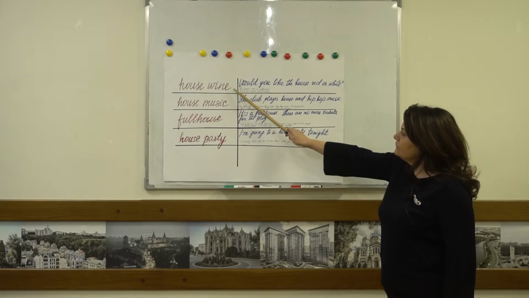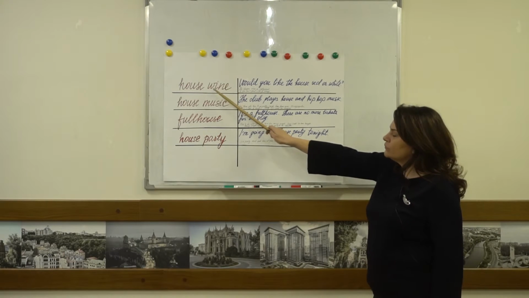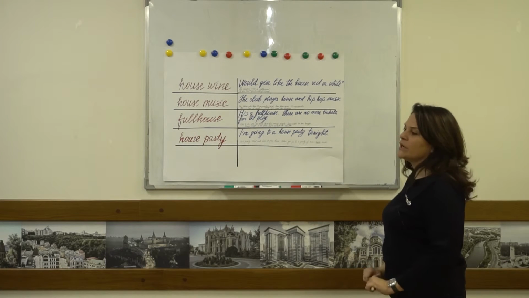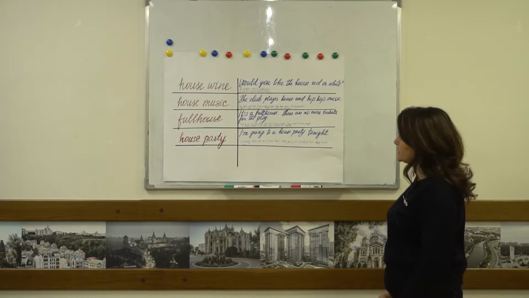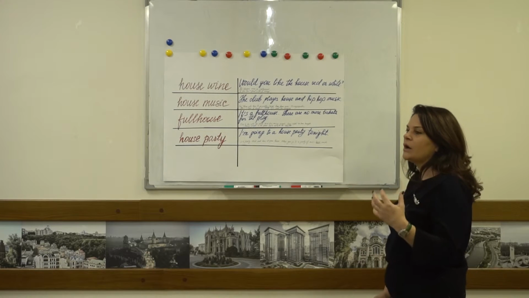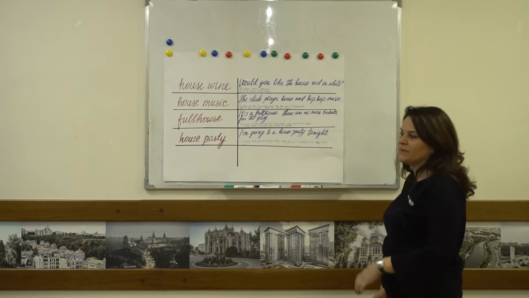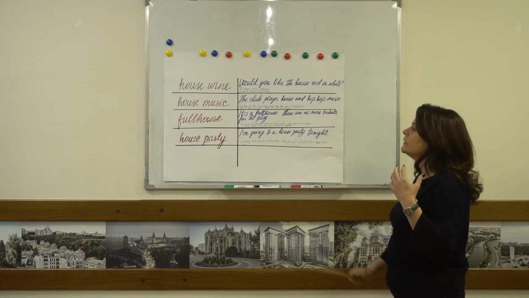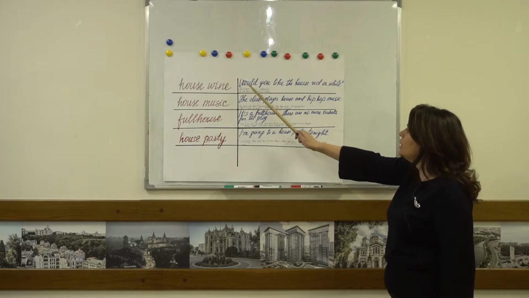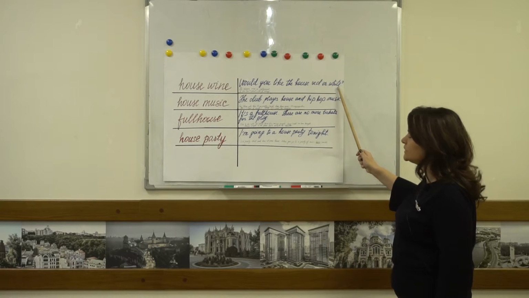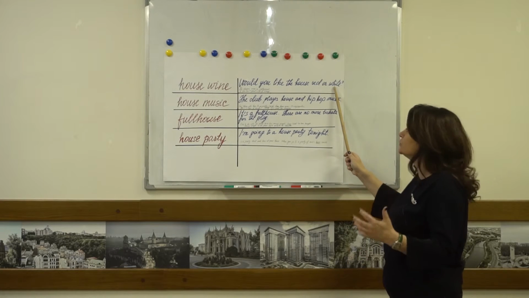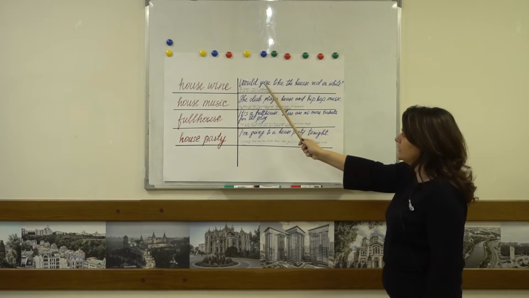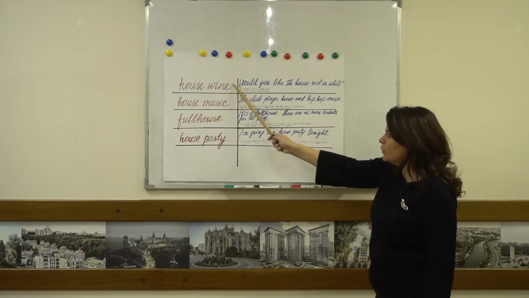The next very useful expression is house wine. What is house wine? House wine is the cheaper wine in a restaurant. If you can't spend a lot of money in a restaurant, you would like to order house wine. For example, would you like the house red or white? It means that you want to order red or white wine. We call it house wine.